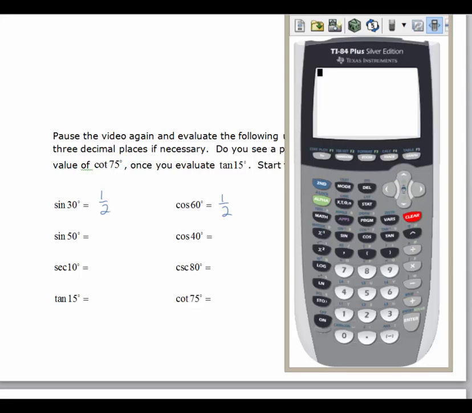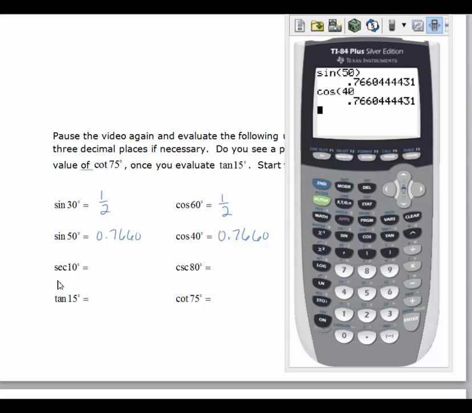Alright, let's evaluate the next. We've got the sine of 50. I want to make sure that I am in degree mode, and I am. Sine of 50, close the parentheses, hit enter. And let's do the cosine of 40 and hit enter. So we get the same exact value for the sine of 50 as we did for the cosine of 40, 0.7660.